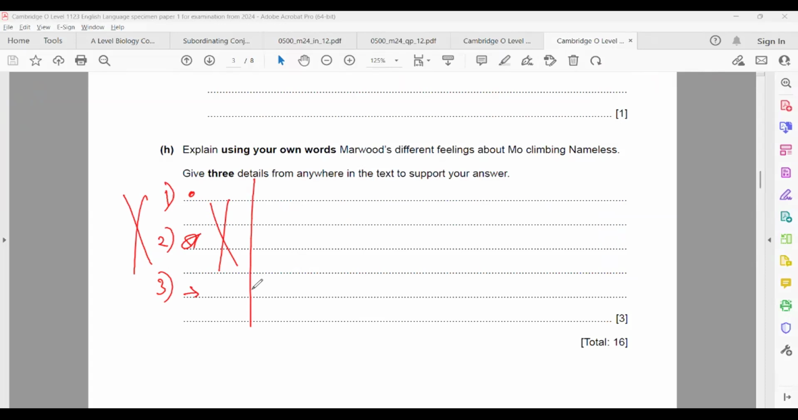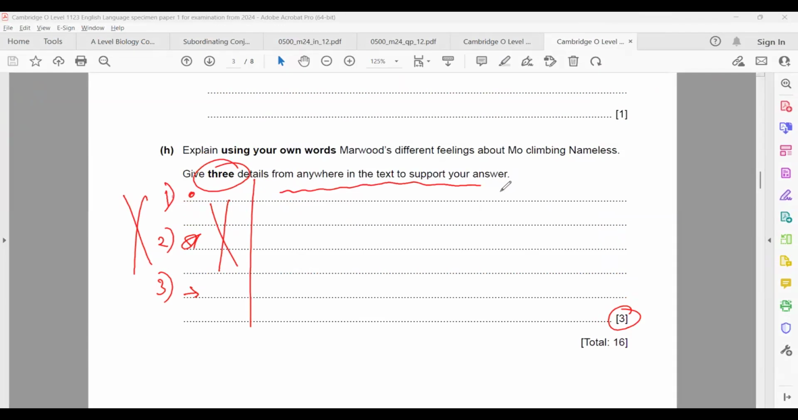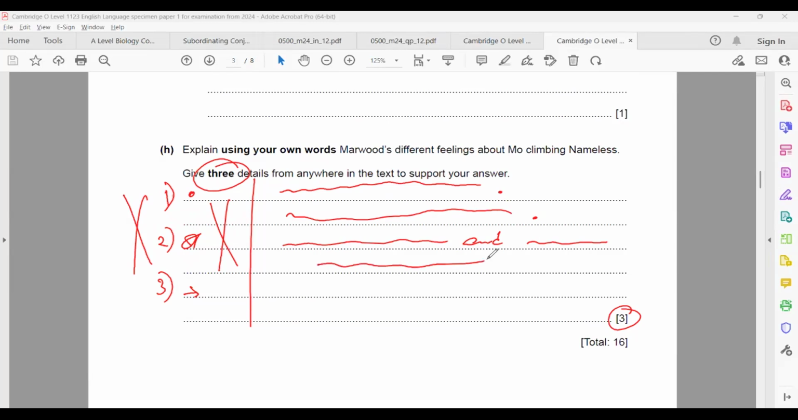So what you want to do is, they're asking for 3 details, it's worth 3 marks, and so you're going to write down sentences. So and so and so, full stop. So and so and so and so, full stop. So and so and so, and more of that, full stop. That's how you want to attempt it.